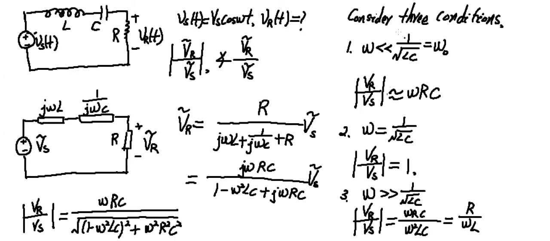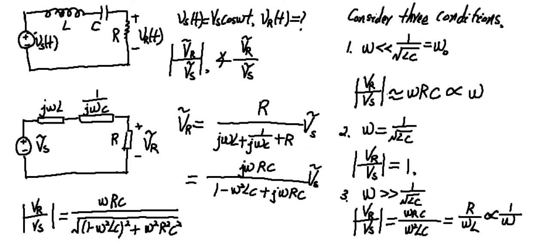Okay, so now let's look at the 3 different expressions. When omega is much smaller than the resonance frequency, this is roughly proportional to omega, so it's a linear increase. And when omega is much larger than the resonance frequency, the relationship is proportional to 1 over omega, so it decays in this form. And when omega is equal to the resonance frequency, it actually reaches the highest value, which is 1.